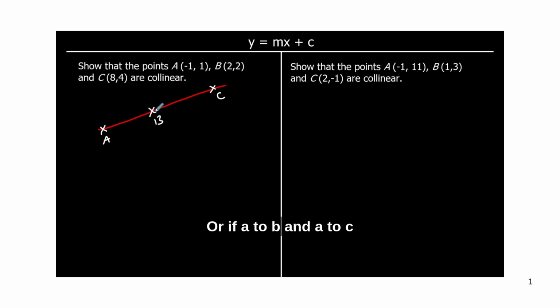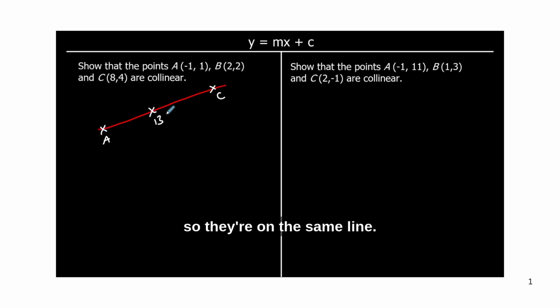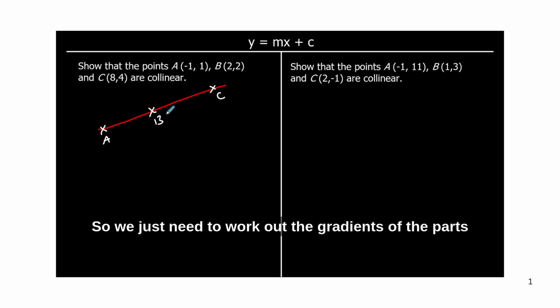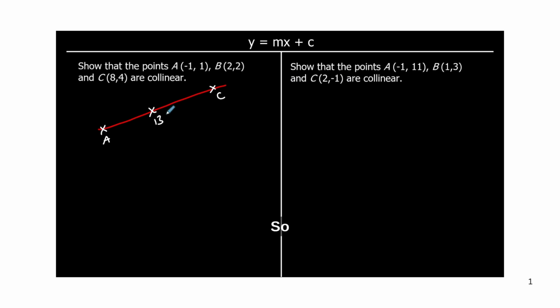Or if A to B and A to C have the same gradient, they both go through A and they're going in the same direction, so they're on the same line. So we just need to work out the gradients of the parts and then we can show they're on the same line. So if we have A to B, we'll have x1, y1, x2, y2.